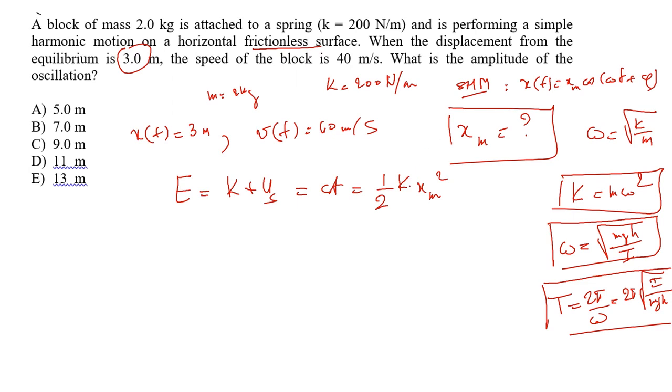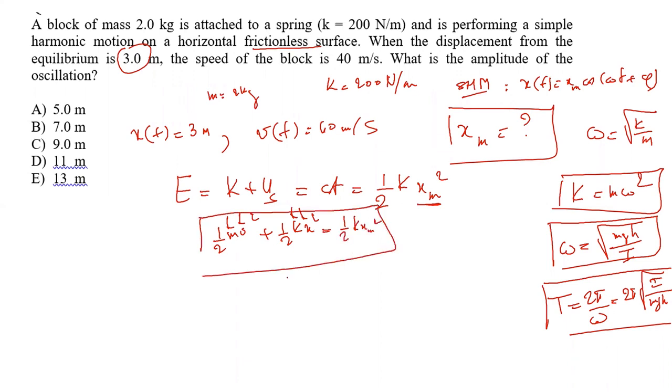Anyway, so this is our mechanical energy and it's constant. And the question is, what is this xm here? So K is just half m v square. I know m, I know v square, so I know the kinetic energy. Plus spring potential energy, half k x square. I know k and I know x. So that means I know half k xm square. Because of conservation of mechanical energy, I know xm.